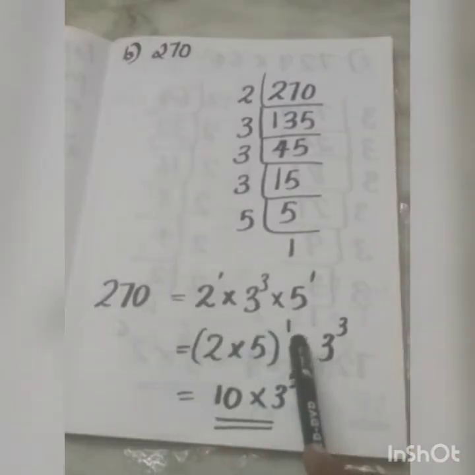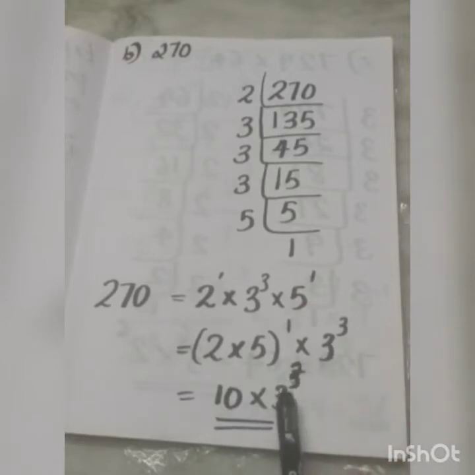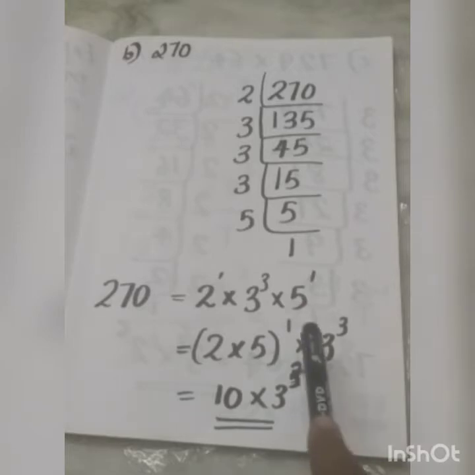2 into 5 is what? 10. 10 to the power 1 is 10 itself. Then 3 cube, you can write it in the same way. So 10 into 3 raised to cube. This is the exponential form of 270.